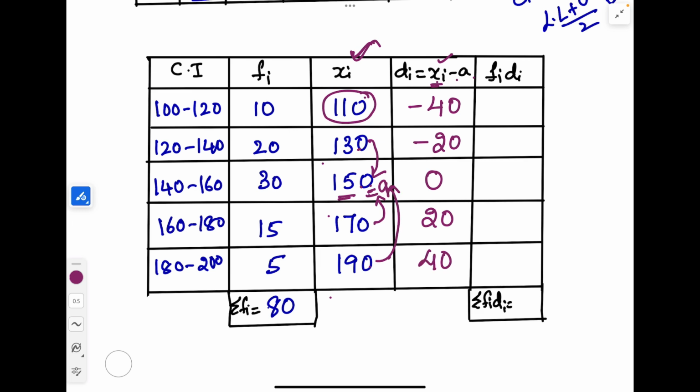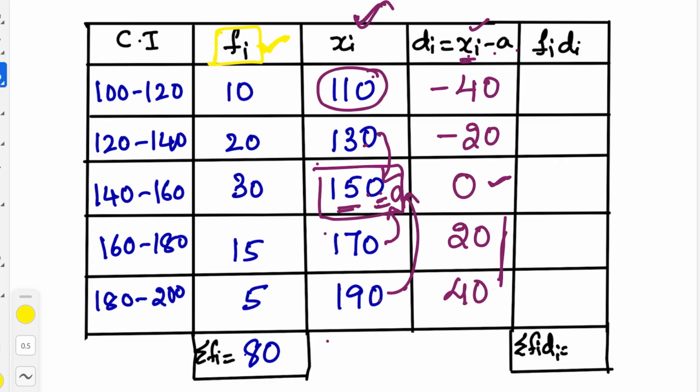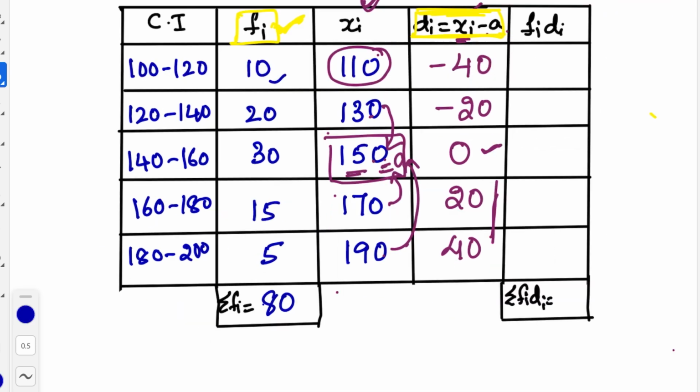Okay. So whenever you take a middle value as your assumed mean, the di column will have 0 in the middle, and above you will get negative numbers, below you will get positive numbers. Okay. Now this Fi and di we are supposed to multiply. Let us multiply Fi into di.